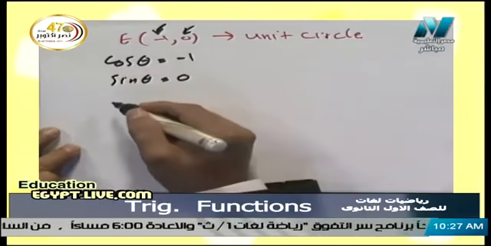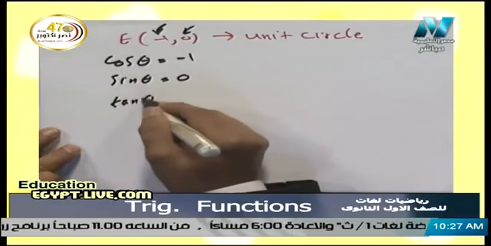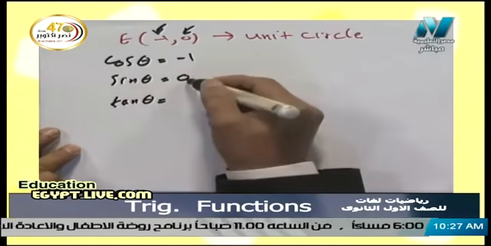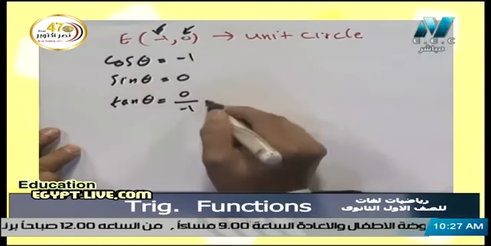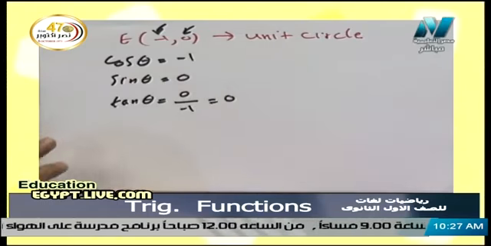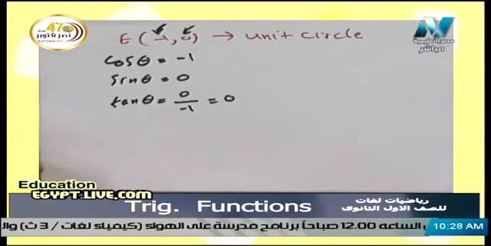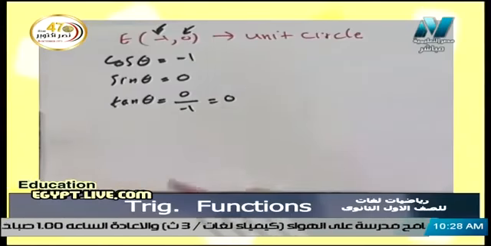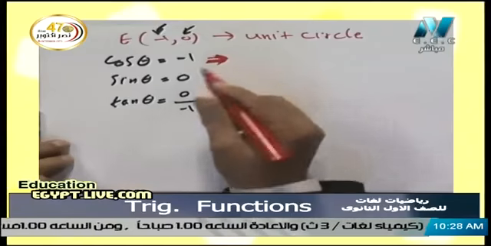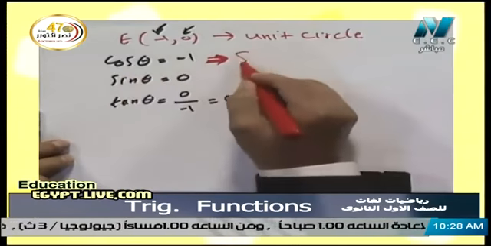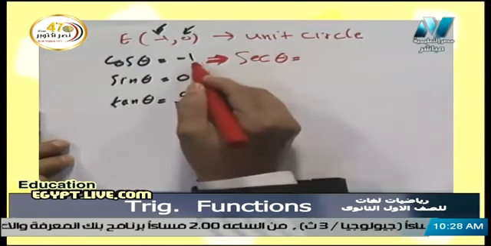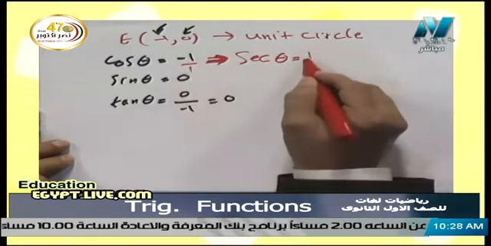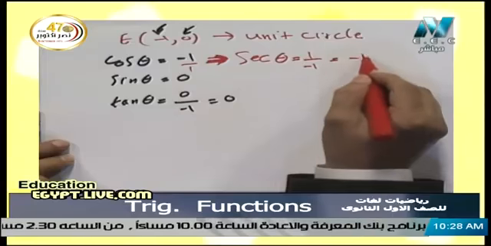And we know about tan. Tan theta here is sine theta, which is 0, over cosine theta, which is negative 1. So it's 0. And let's move to the reciprocals of these functions. We know that the reciprocal of cosine is sec. Sec theta: we know negative 1 means negative 1 over 1, so it will be 1 over negative 1. So it's negative 1 also.